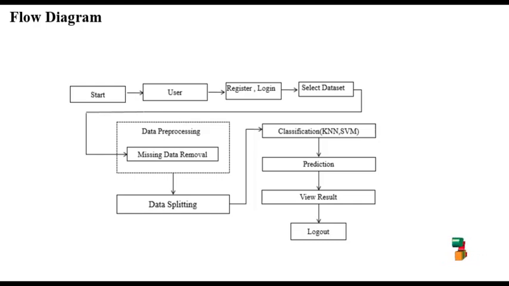Algorithms used in this project are KNN and SVM. KNN is K nearest neighbors and SVM is support vector machine. KNN produces a low accuracy, so we are going to predict using the SVM algorithm. In the prediction module, the user is going to give the input. According to that input, the result will be shown. In that result, it may be either normal or attack. After viewing the result, the user will log out from this process.